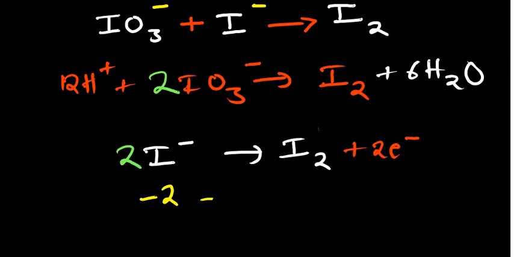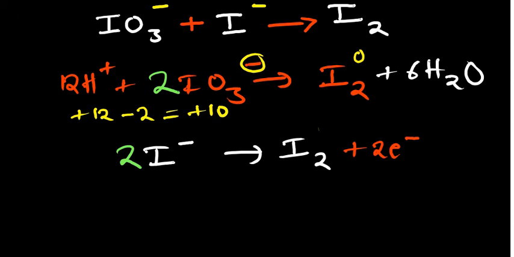Now going to our first half reaction, we have 12 positives, so I'll write the 12 positives. We have a negative here multiplied by the coefficient of 2, so I have a minus 2. The overall charge becomes positive 10 on the left hand side. On the right hand side, there's a 0, so overall we have a 0 charge on our right hand side.